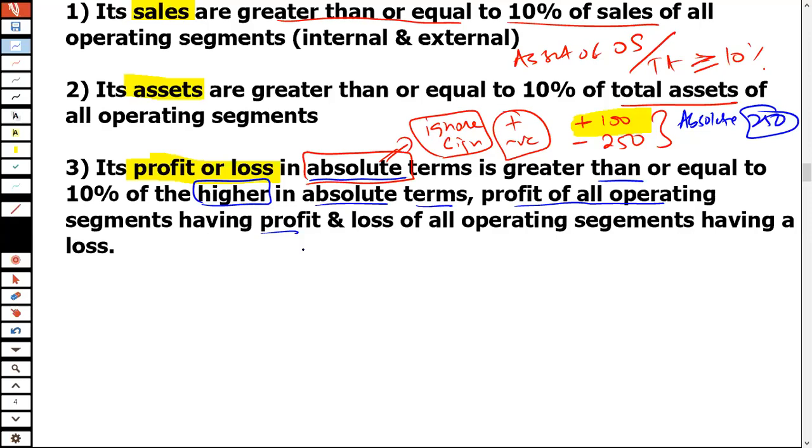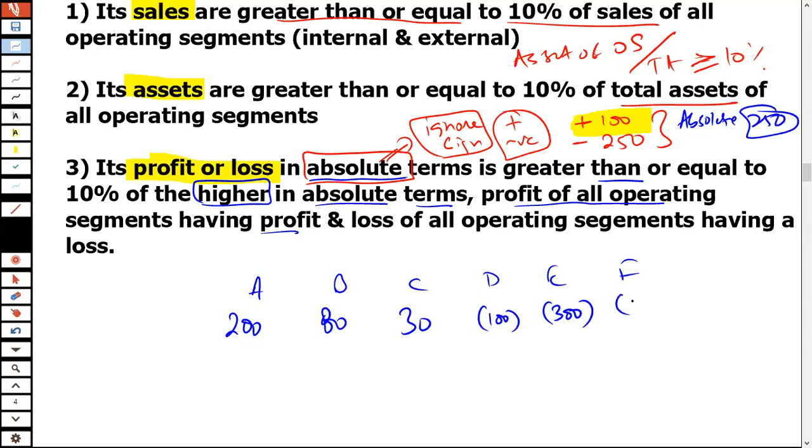Now see, assume that you've got A, B, C, D, E, F. You've got these six segments. One of them has got 200 million profit. This has got 80 million profit. This has got 30 million profit. This has got a loss of 100 million. This has a loss of 300 million. And this has a loss of 40 million.